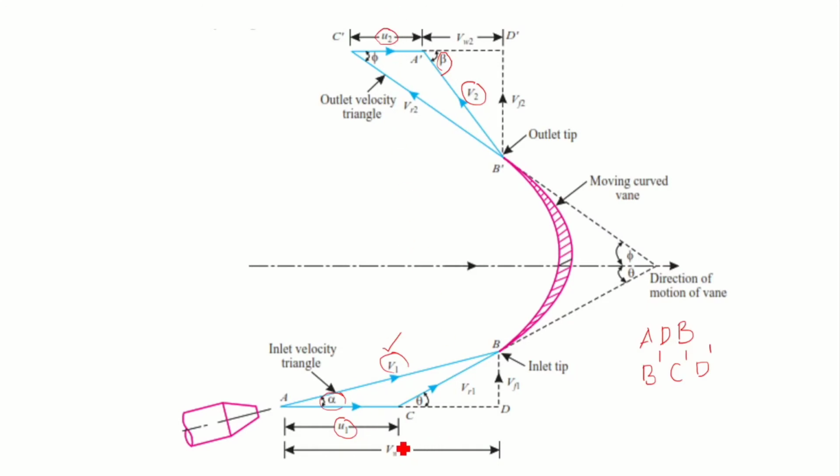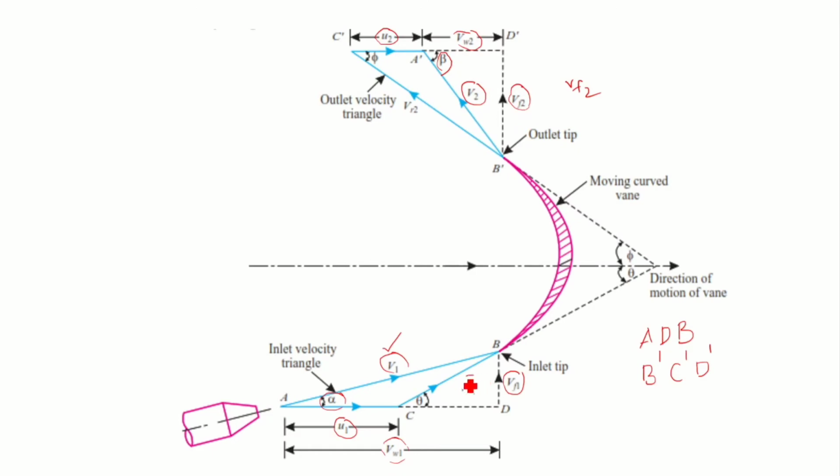So the velocity of whirl at inlet, that is the x component of V1, is Vw1. At the outlet, the x component of V2 is Vw2. The y component of V1 at inlet is Vf1, and the y component of V2, that is the y component of absolute velocity at outlet, is Vf2.